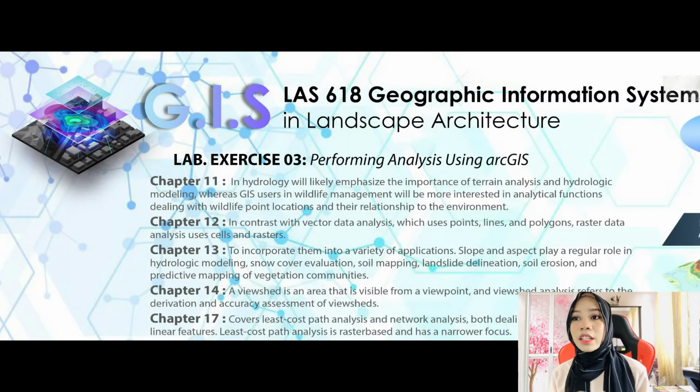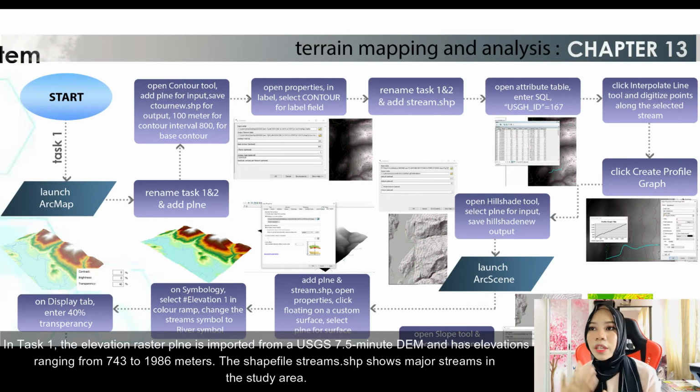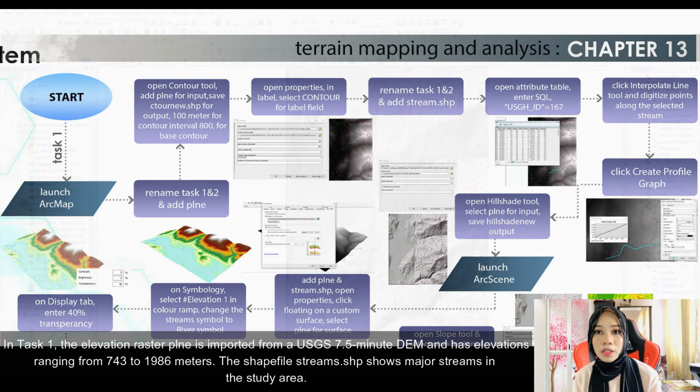In Chapter 13, slope and aspect play a regular role in a variety of applications, including hydrologic modeling, snow cover evaluation, soil mapping, landslide delineation, soil erosion, and predictive mapping of vegetation communities. In Task 1, the elevation raster PLN is imported from the USGS 7.5 minute DEM and has an elevation ranging from 743 to 1986 meters. The shapefile stream shows major streams in the study area.